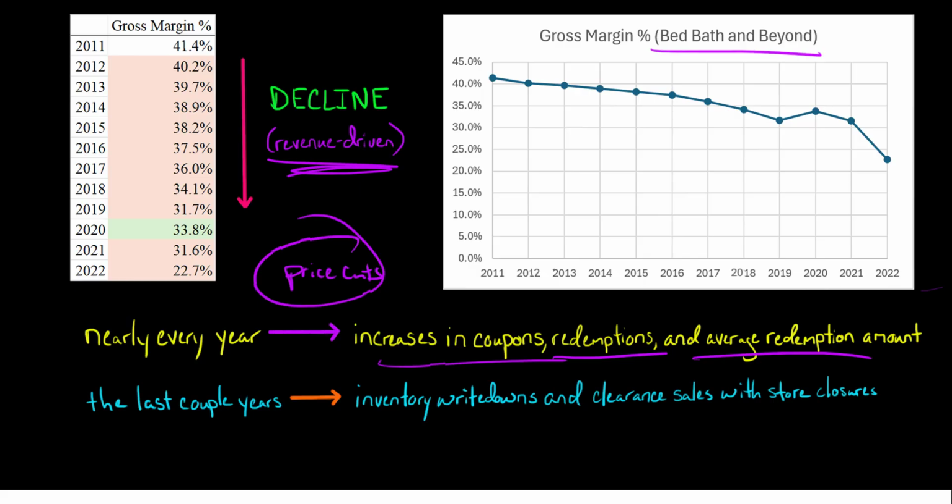So you see that with the price cuts, if the cost of the product remains constant but the price goes down, that's going to squeeze those margins. And you see at the very end, it's almost cut in half.